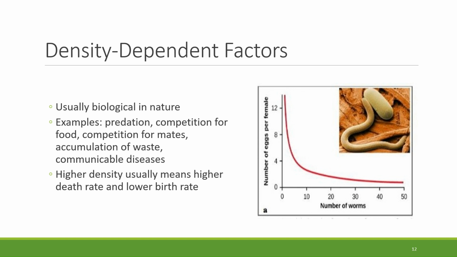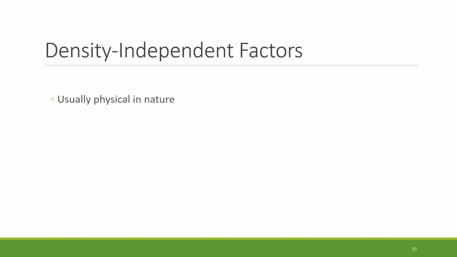And you can see that as the number of worms goes up, in other words, as you go right on the graph, the female worms lay fewer and fewer eggs. And this is because when resources are more scarce due to there being a more dense population, the female worms don't grow as large, and with a smaller body size, they aren't capable of laying as many eggs. So that's one example of a density-dependent factor that limits population growth.